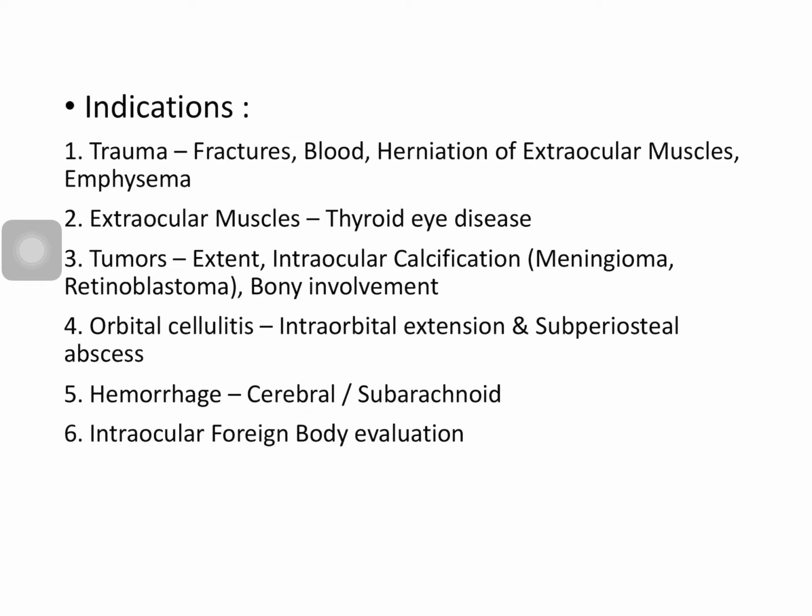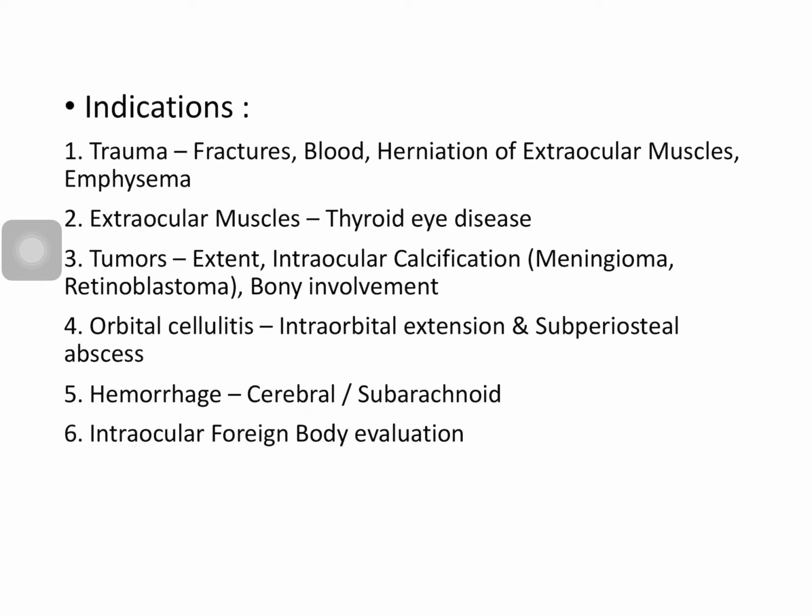it can be used to study inflammation in infective conditions such as orbital cellulitis, either the intraorbital extension itself or the subperiosteal abscess, which means now it has spread to the bone of the orbit, or the bones forming the orbital wall. It can be used to look at hemorrhages, either cerebral or subarachnoid, which can explain certain visual symptoms.